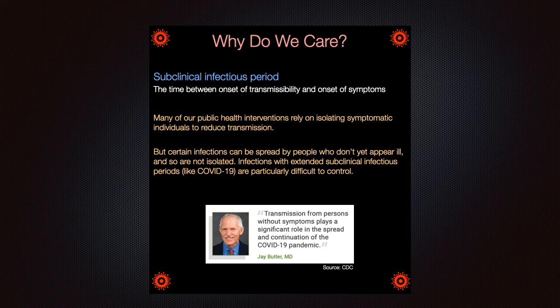If an infection can be spread by people who don't appear ill, or at least don't appear ill yet, those people tend not to isolate themselves, and so the spread of the disease is much greater. So infections with extended subclinical infectious periods, such as COVID-19, are particularly difficult to control with standard public health measures, like isolating people who appear sick.